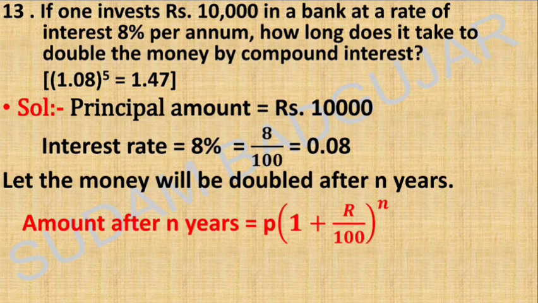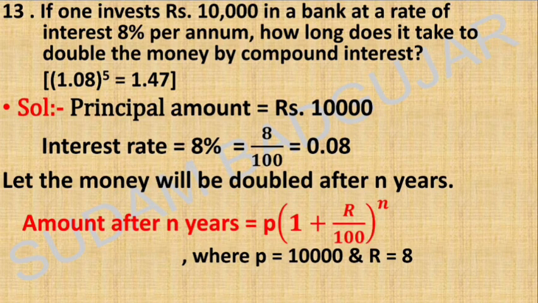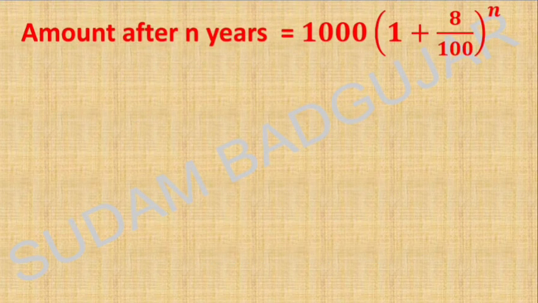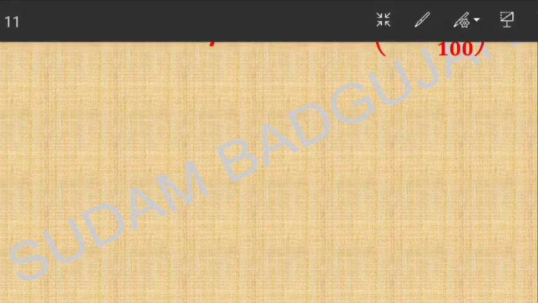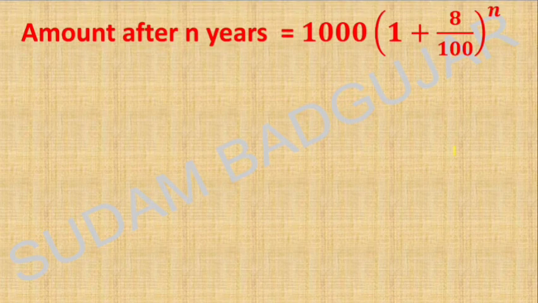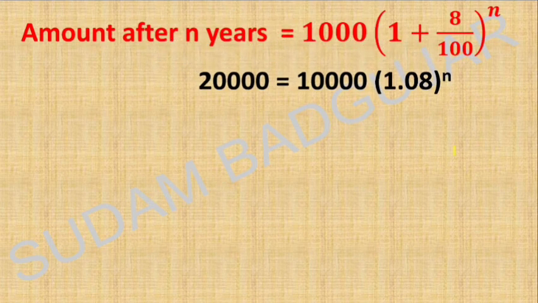Okay, now double amount. See here, one more point is here. The amount after n years is double, means the answer will come 20,000. Let's substitute all values, where P is 10,000, R is equal to 8. So it becomes amount after n years is equal to 10,000 into bracket 1 plus 8 upon 100 bracket raised to n, and that is nothing but 20,000.